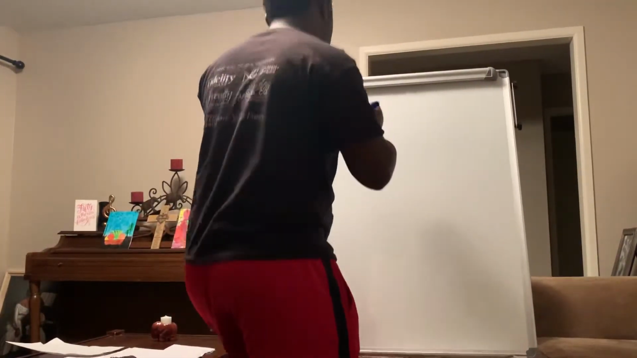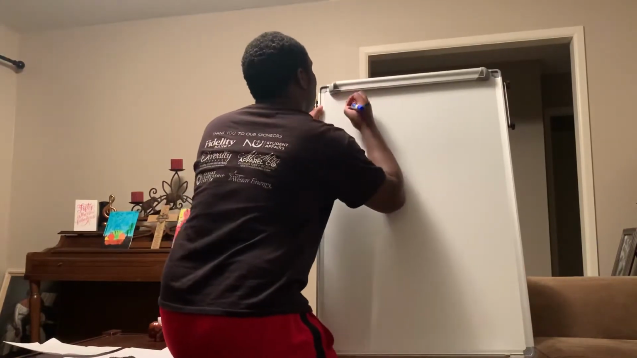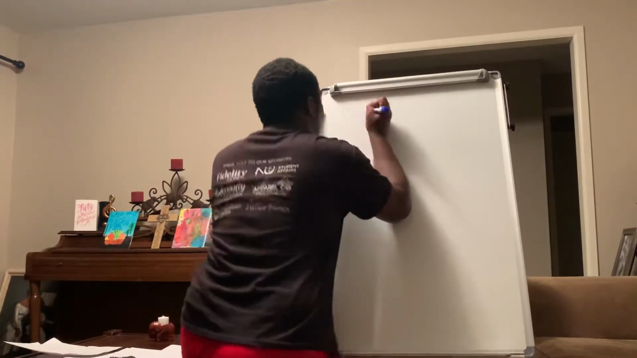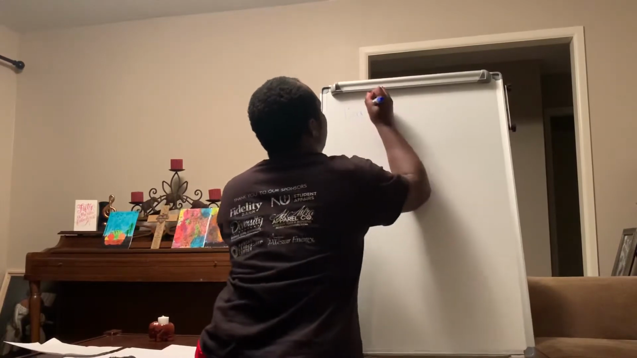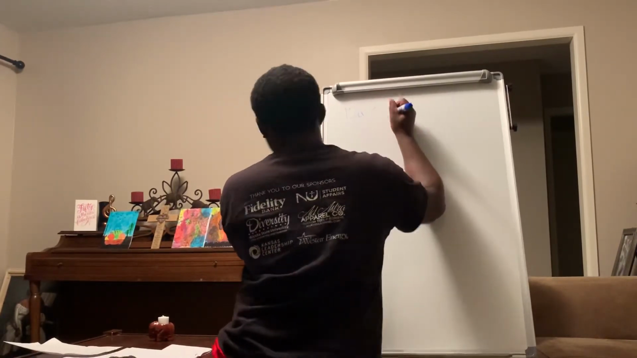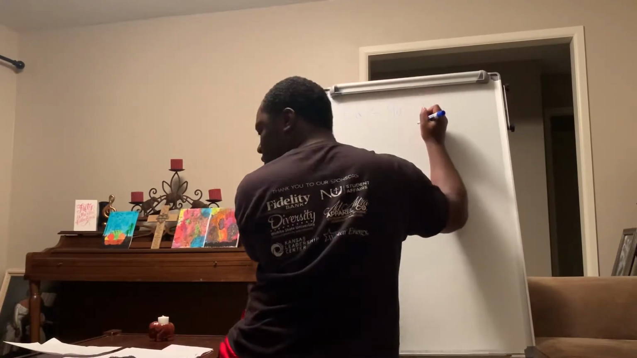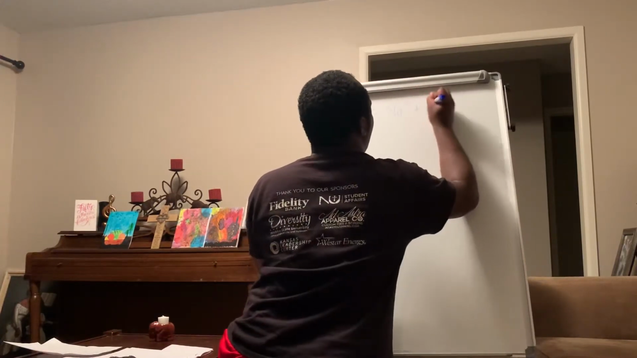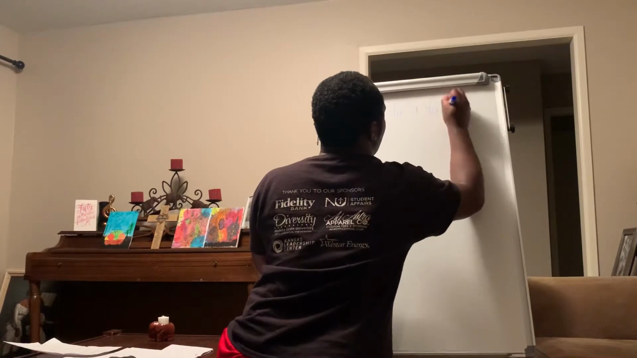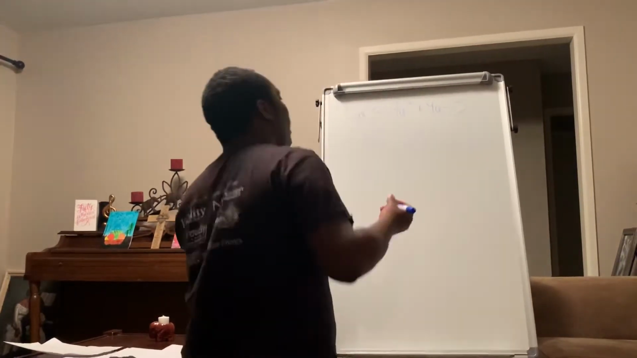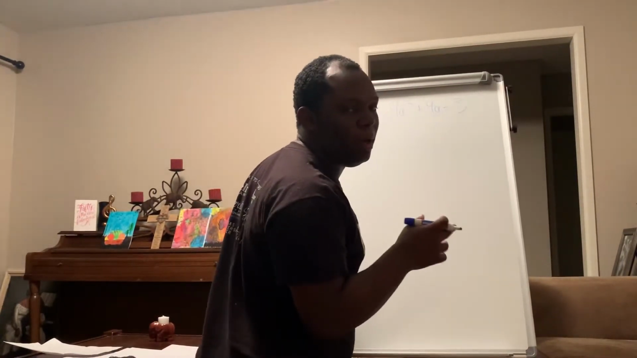Okay, so this week's assignment is factoring by grouping, and I'm gonna get straight into it. So the first question is 12a to the third minus 9a squared plus 4a minus 3. Okay, so we're gonna make these into two binomials.